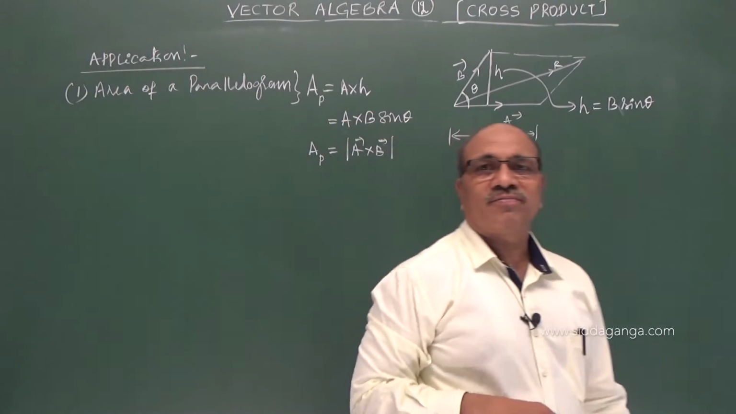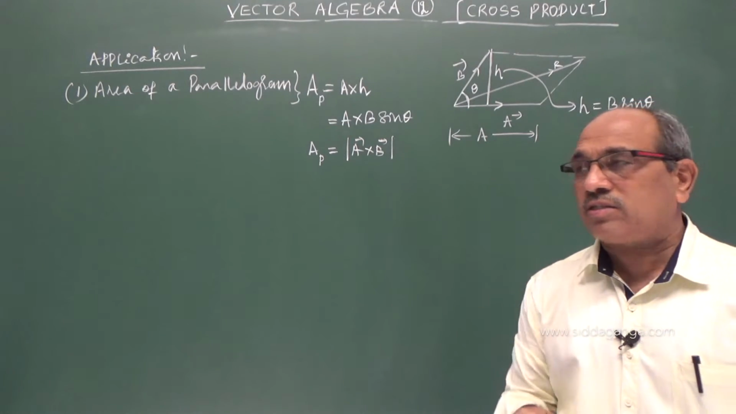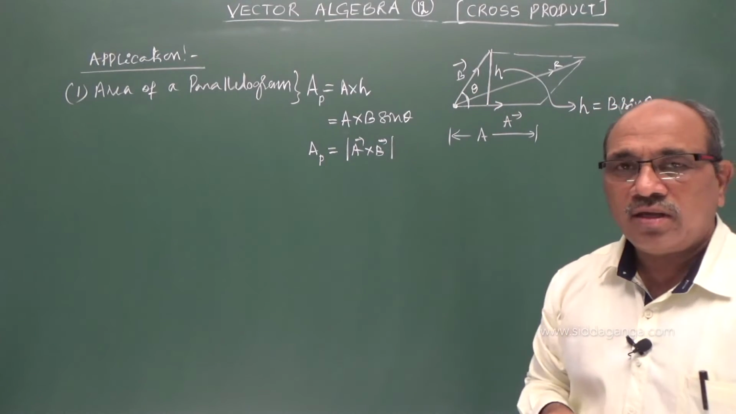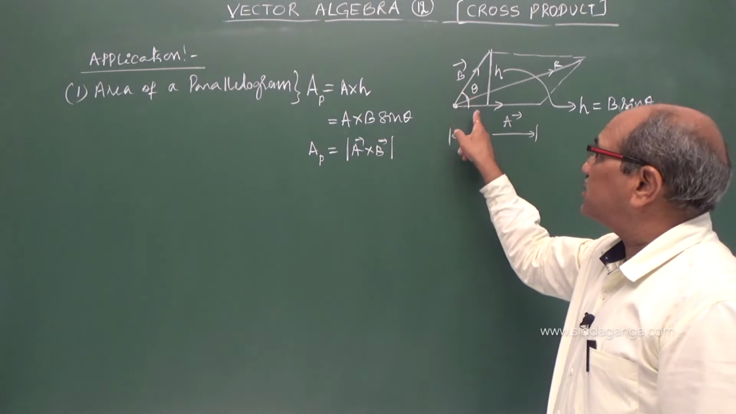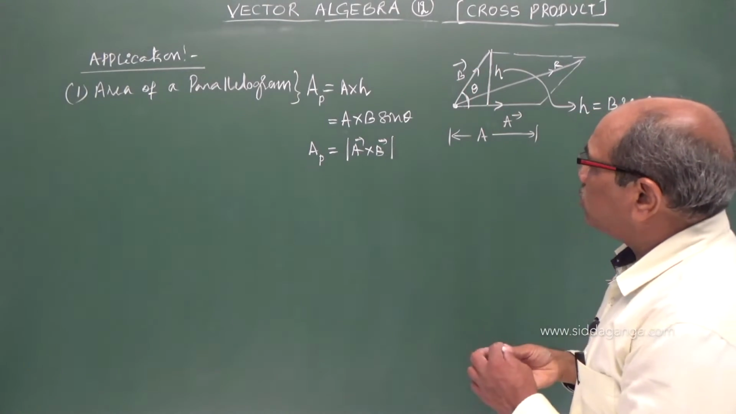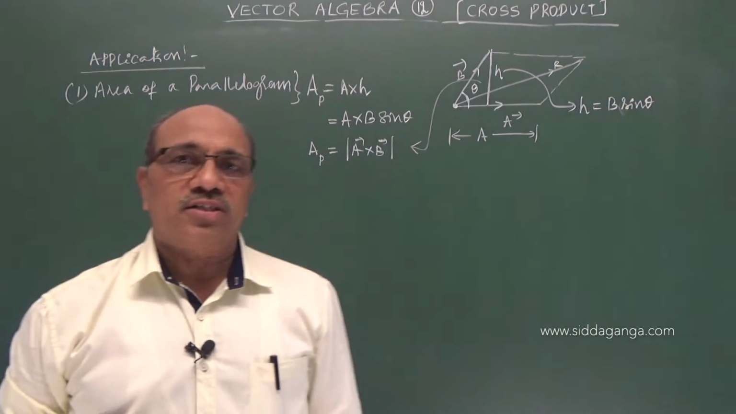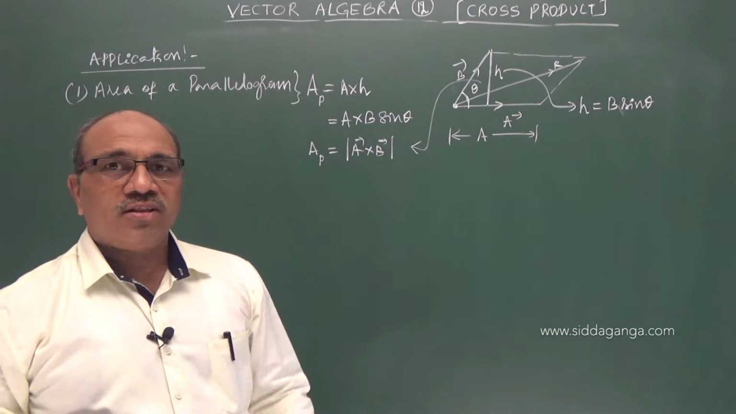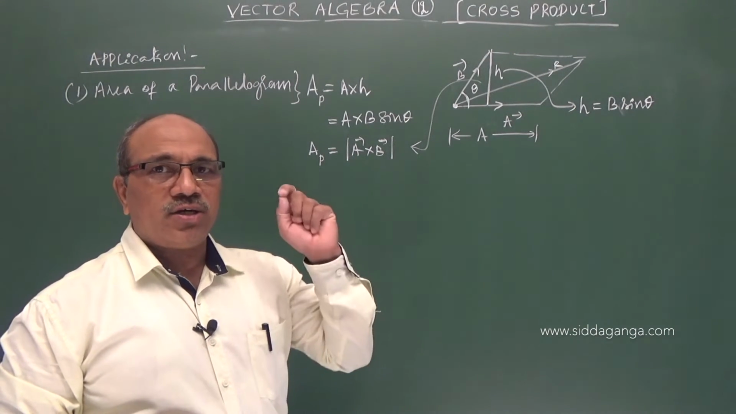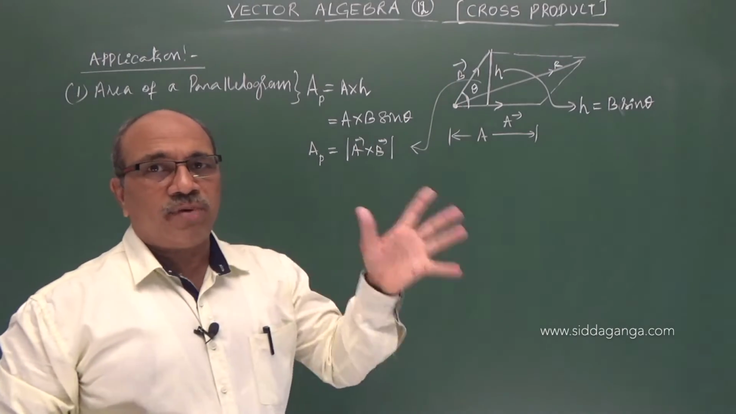What conclusion do we draw from that? The magnitude of the cross product of two vectors: if the two vectors are represented as two adjacent sides of a parallelogram, then the magnitude of the cross product of those two vectors gives you the area of the parallelogram. So one fine answer we have for the application of the cross product: the magnitude of A cross B gives you the area of the parallelogram where A and B are the two adjacent sides.